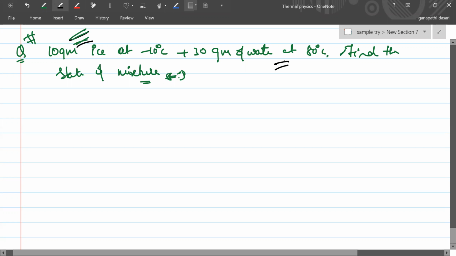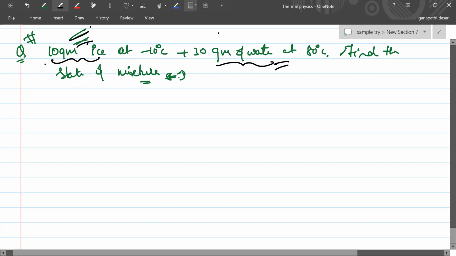Ice is here. There's water here. Water will actually lose heat. Ice will actually gain heat. So first let me check. This will lose heat. This will gain heat. If it has to rise, it has to gain. If it has to fall, it has to give.